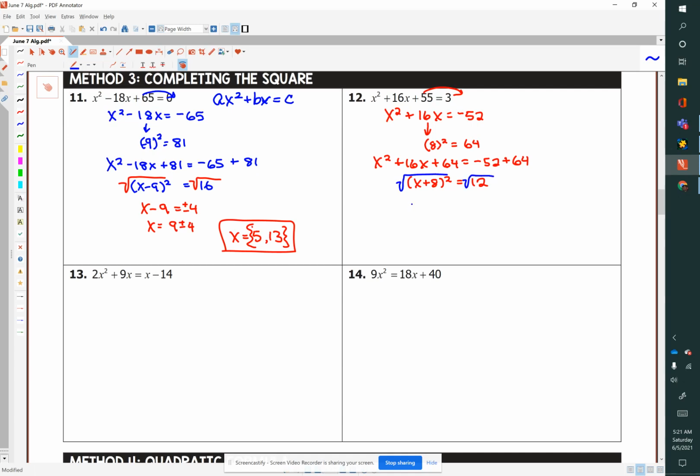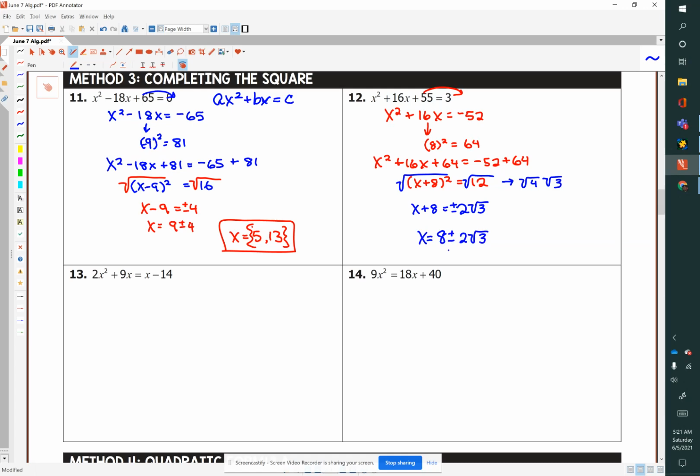So the square root of the left side is x plus 8. And the square root of the right side, we're going to think of that as the square root of 4 times the square root of 3. So the square root of 4 is 2. And remember, it's plus or minus 2 times the square root of 3. And then our final answer will be x equals negative 8 plus or minus 2 times the square root of 3.